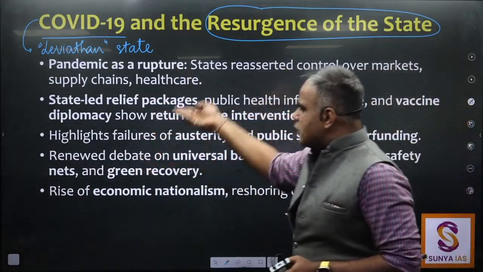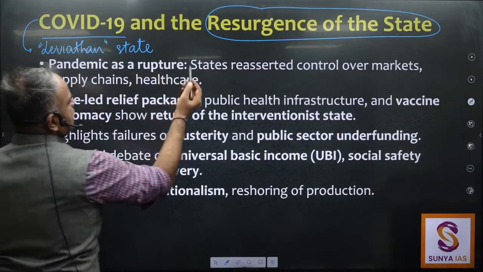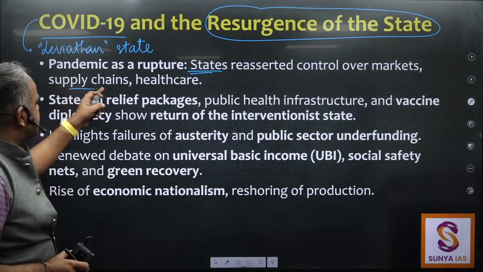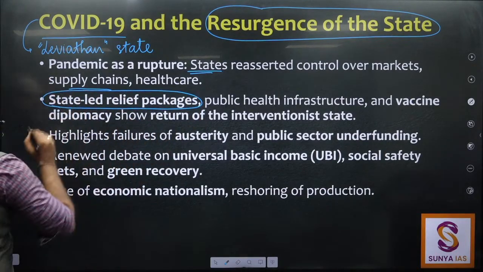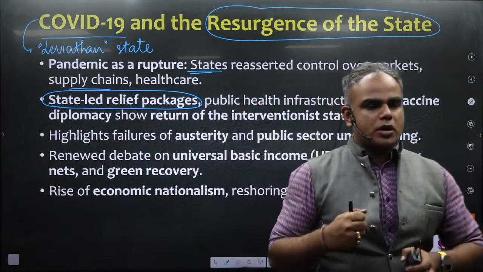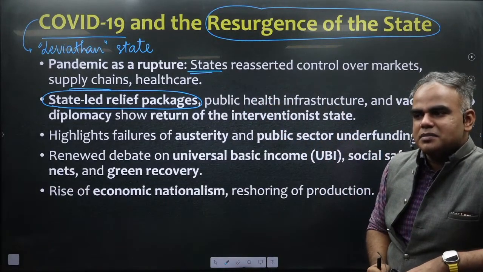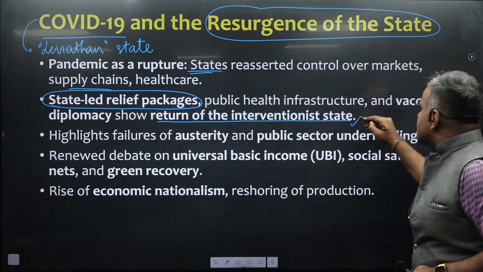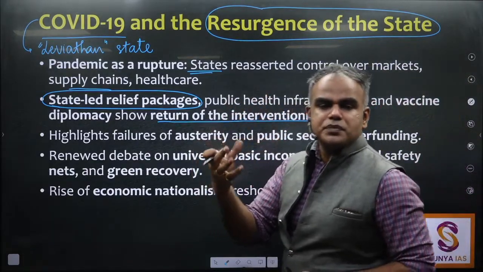So in this there are a couple of points, most of them we know, but I'll just quickly go through them. Pandemic, okay, so here states reasserted control over their markets or supply chains. Then state-led relief packages. It was not private-led. Here again notice the state assumed the most important role. This will again go against the claims of neoliberalism. So return of the interventionist state was seen, be it vaccine diplomacy here.